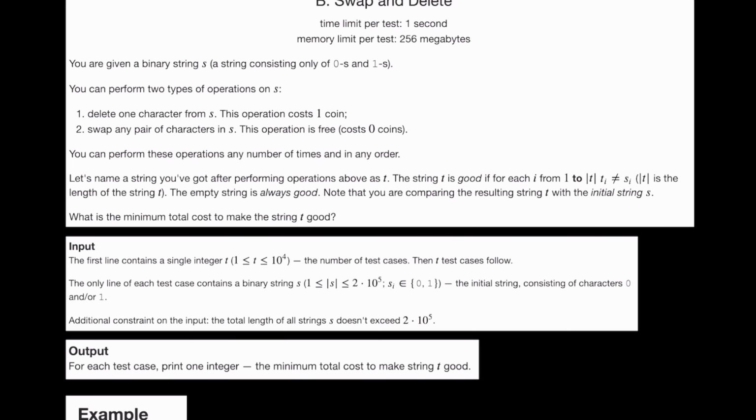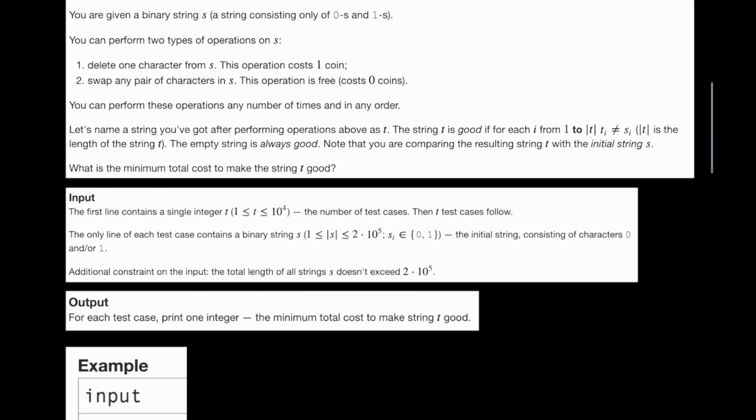You are given a binary string S, a string consisting of only zeros and ones. You can perform two types of operations on the string S. Delete one character from the string. This operation costs 1 coin. Swap any pair of characters in the string. This operation is free, that is, it costs 0 coins. You can perform these operations any number of times and in any order.